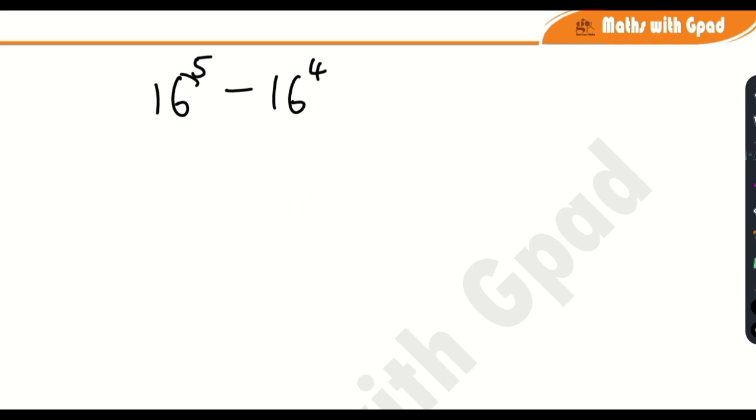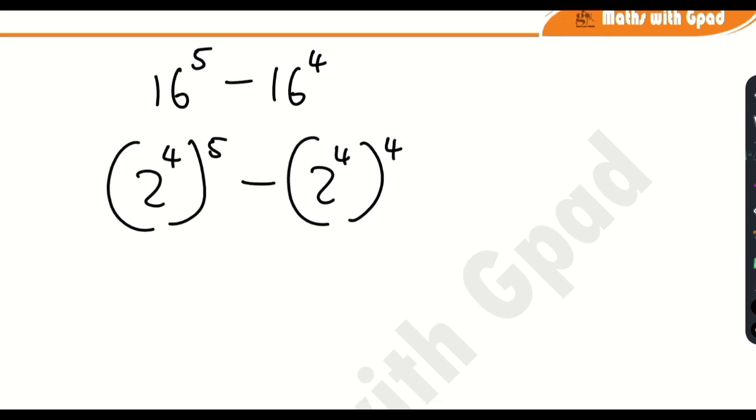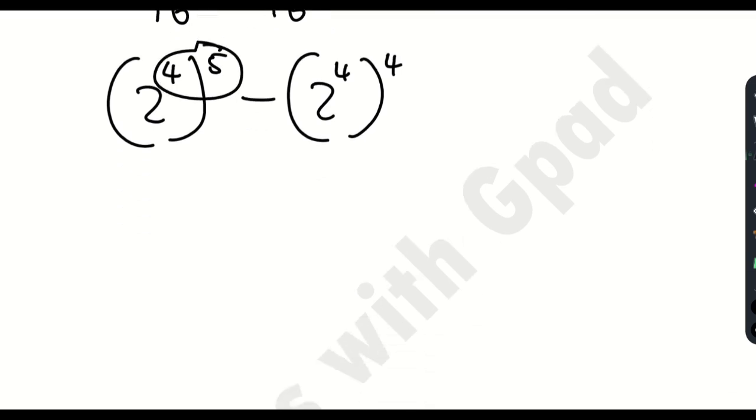So look at this. This is 16. This is 16. I'm going to reduce the bases to 2. So I'm going to express 16 as a power of 2, and I will write 2 raised to the power of 4. Then multiply by what? The exponent of 5. Minus the same thing here, 2 raised to the power of 4. Multiply by what? By 4. So what is 4 times 5? That's 20. So I'm going to write 2 raised to the power of 20.